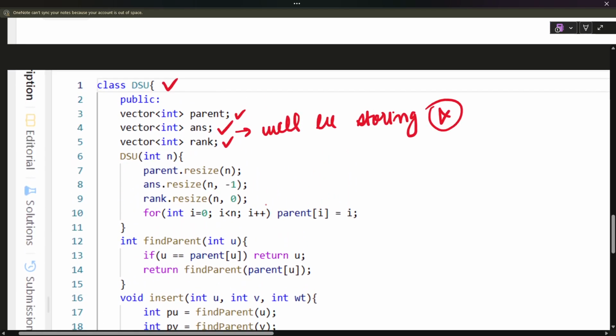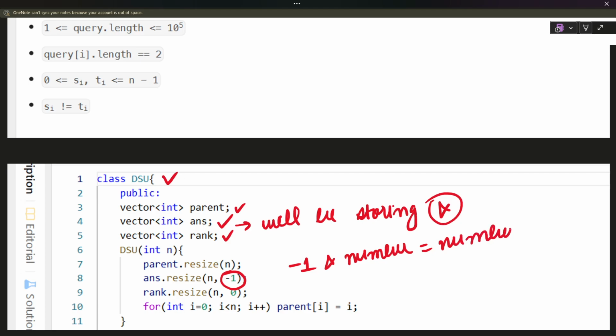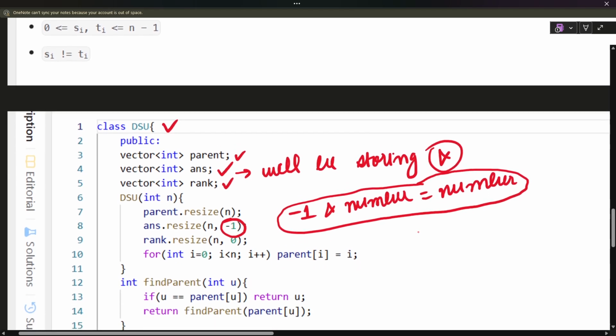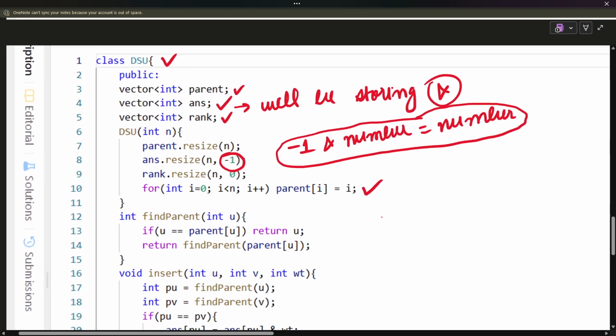Here we are just initializing the DSU, with the parent size, then the answer size. One thing to note is why we have used minus one: if you do the AND of minus one with a number, it gives you the same number. While doing addition or subtraction we use zero, so minus one is like the zero for AND. So we can think of that as initializing the parent.